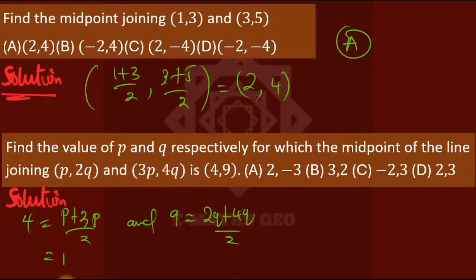Because this is 8p, so p is 2. 4 times 2 is 8. So 4p equals 8, and 8 over 4 is 2. And here, this is 6q, so q will be 3, since 18 over 6 is 3. So the values are 2 and 3 respectively. So it's option D: p is 2, q is 3.